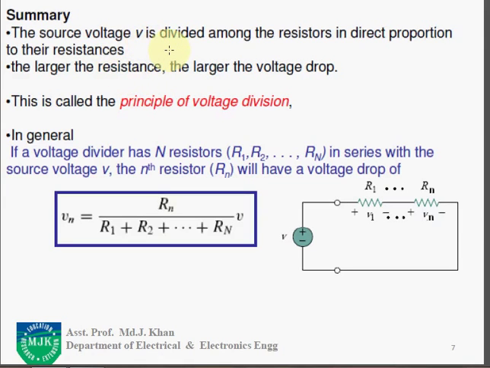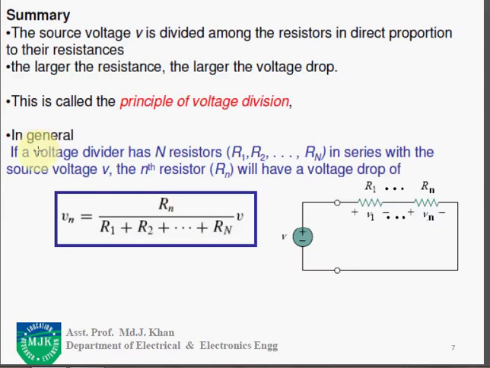Now let's see the summary. The source voltage V is divided among the resistors in direct proportion to their resistance. The larger the resistance, the larger the voltage drop, as you all know. This is called the principle of voltage division.